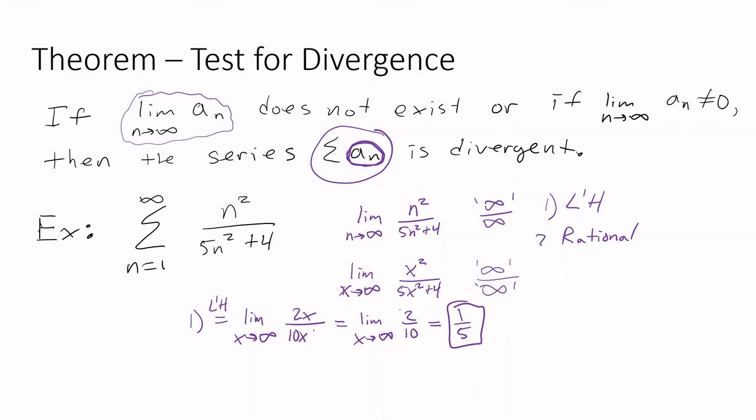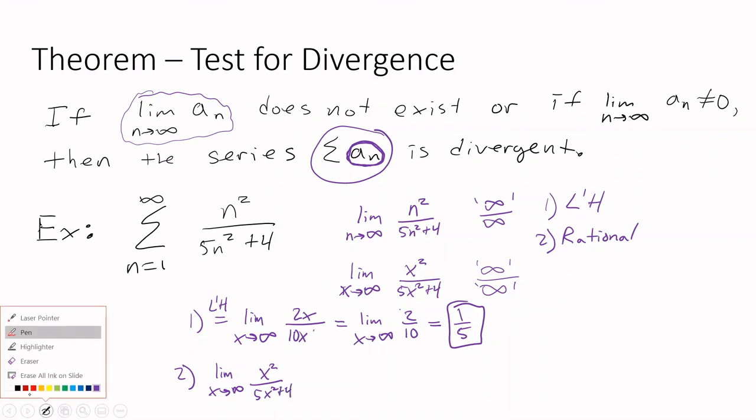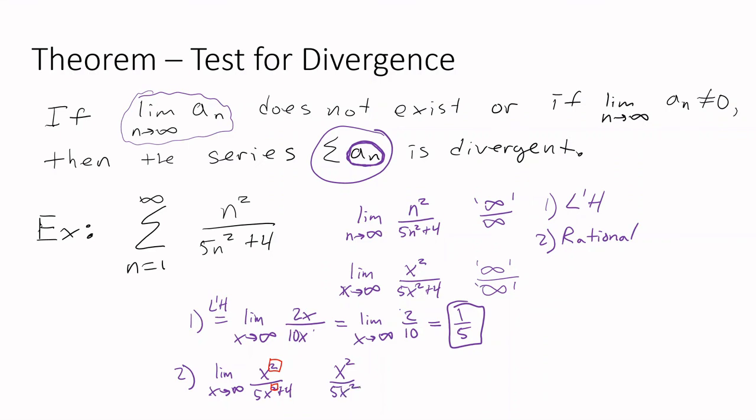Okay, let's try the other way with the rational function just to check ourselves. So remember, the limit of a rational function, so that's x squared over 5x squared plus 4. All we have to do is look at the highest power of the top and bottom, and we compare them. If we get the same number, then the limit is just the ratio of those two things. Cancel, cancel, 1 over 5. Check. Okay, so we got that the limit of the terms is 1/5.